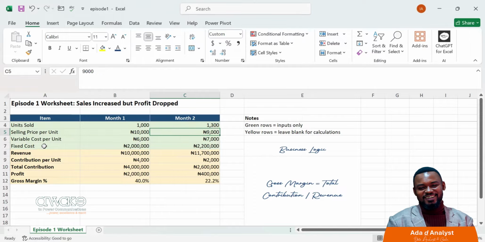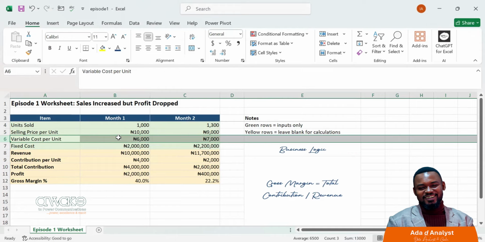So we come to the variable cost. When we come to the variable cost per unit, you see that it increased by 1,000, from 6,000 in month 1 to 7,000 in month 2. So each product became more expensive to provide. And remember, we said our variable costs are direct costs coming from raw materials, packaging, transport, or commission. Remember, we said that, right?